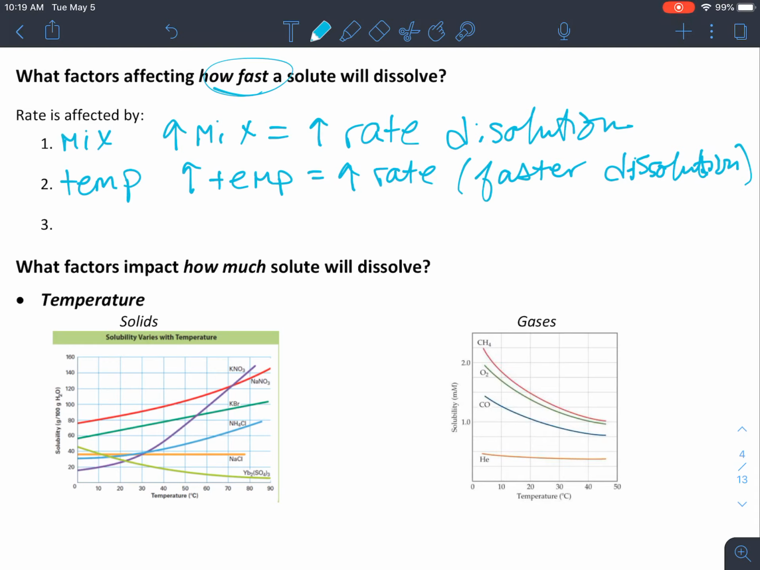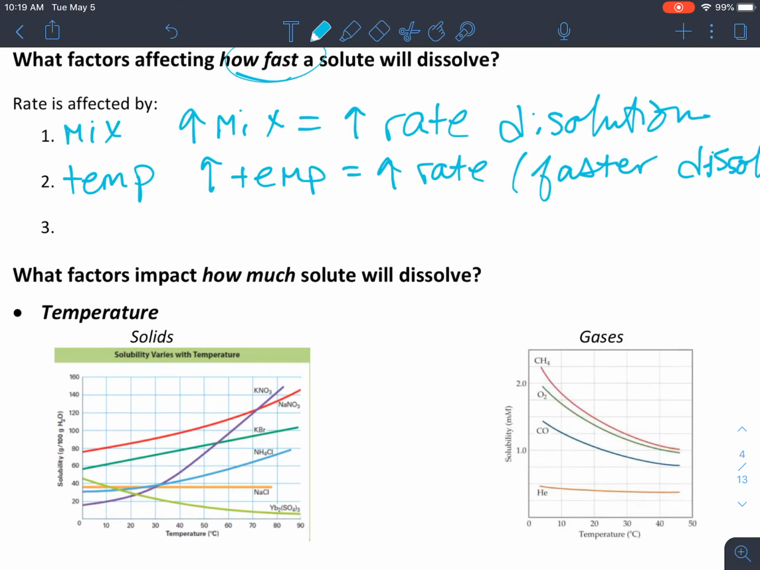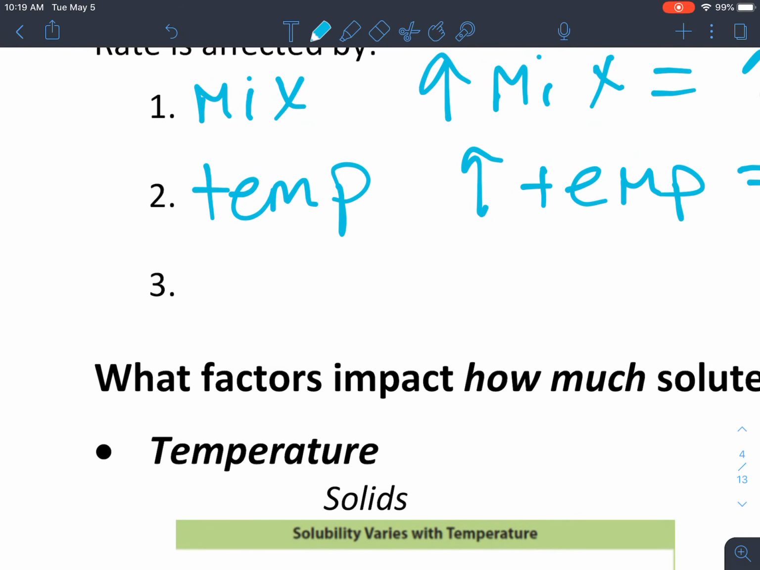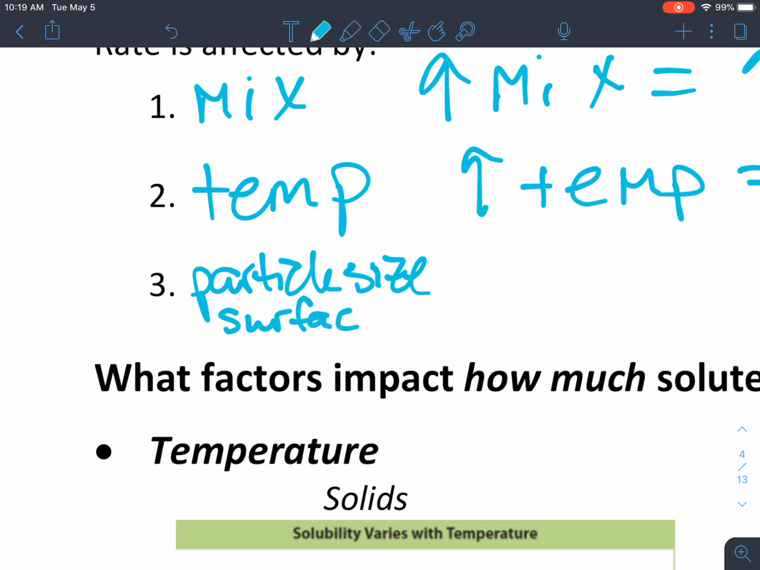All right, the very last thing you might not think of very easily. I want you to think about why you grate your salt or your sugar before you put it into your food or your tea. That's because you're making the particles smaller. So particle size makes a huge difference. Another word for this is surface area.